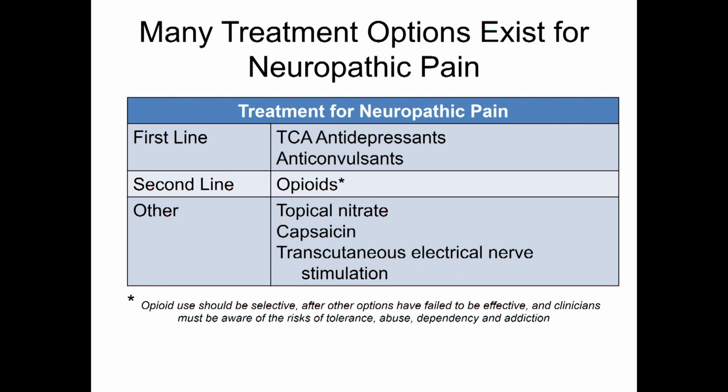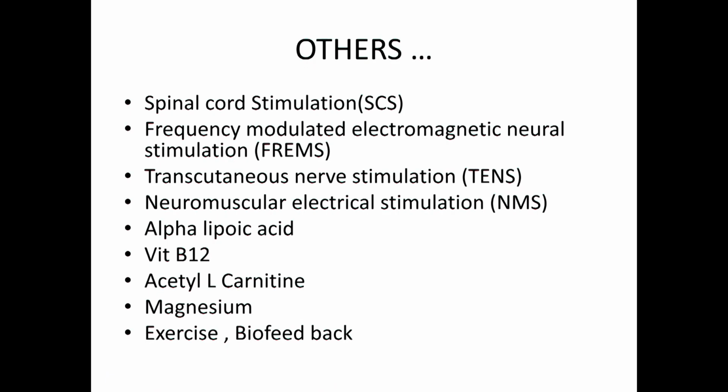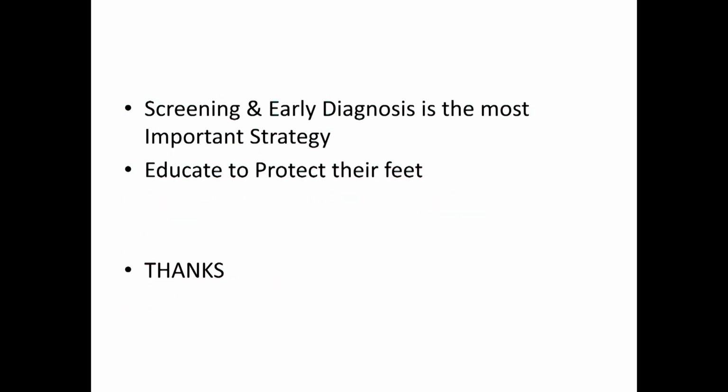The other group of drugs are topical nitrate and capsaicin, which should be given repeatedly, and sometimes can cause an unpleasant burning sensation that one has to keep in mind. Of course, there are other things, SCS, stents, and NMS, or other modalities to treat patients with painful neuropathy. Of course, much is being discussed by Dr. GVK about the nutraceutical products.